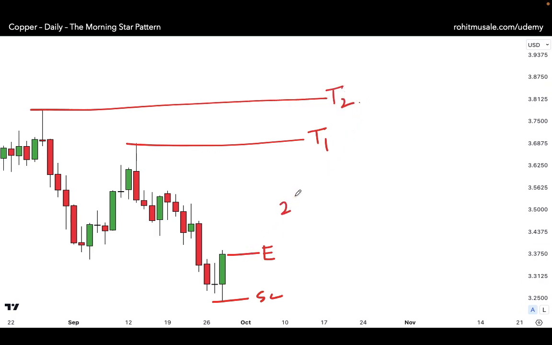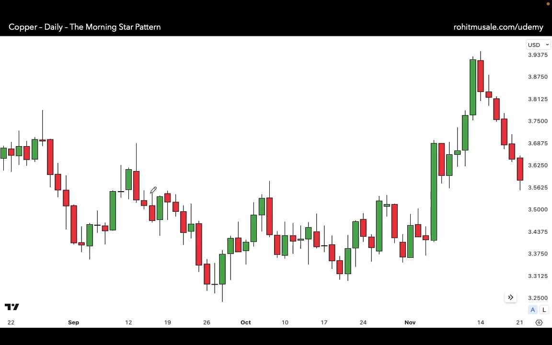So you are getting a nice 2 to 1 reward to risk ratio if you target this, and a nice 3 to 1 reward to risk ratio if you target this, right? That's the power of a morning star. As you can see, both of these targets were achieved. It took some time because the price consolidated here, but nonetheless the targets were achieved and the price never came to the stop loss. So that's the power of a morning star. It's a very powerful bullish reversal pattern.